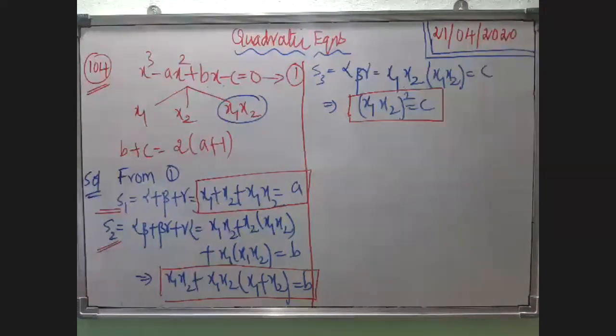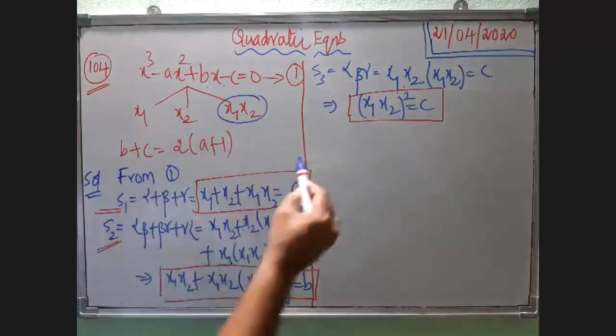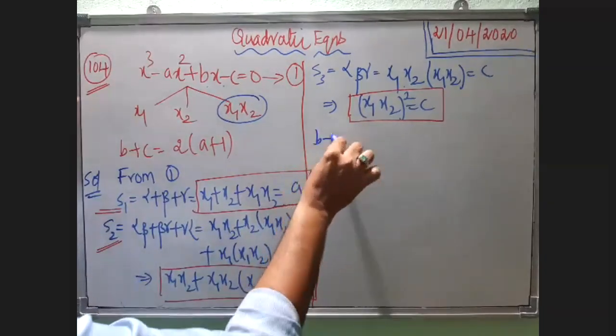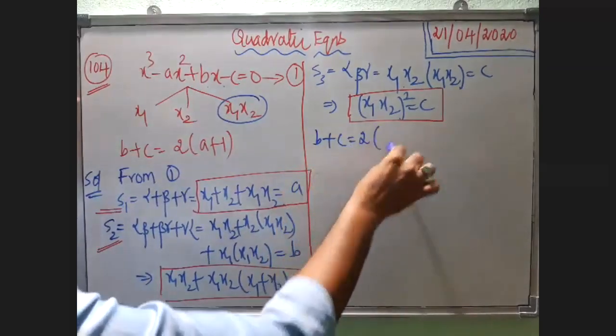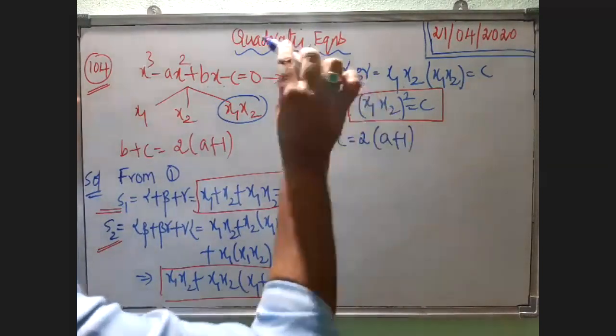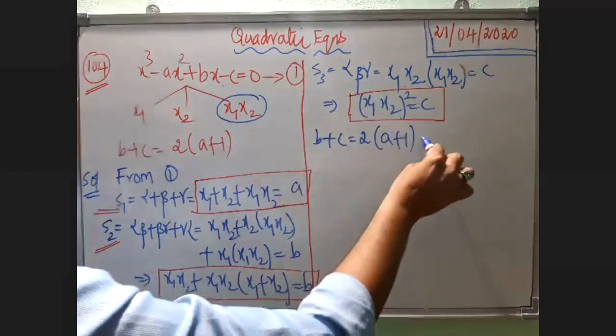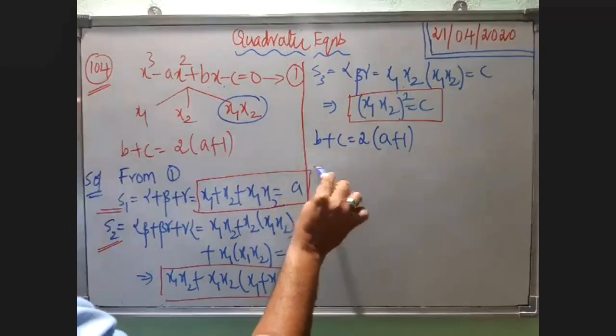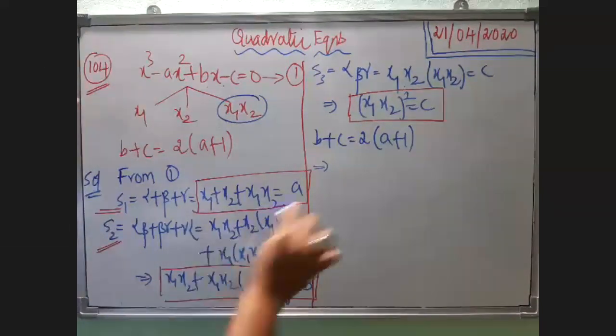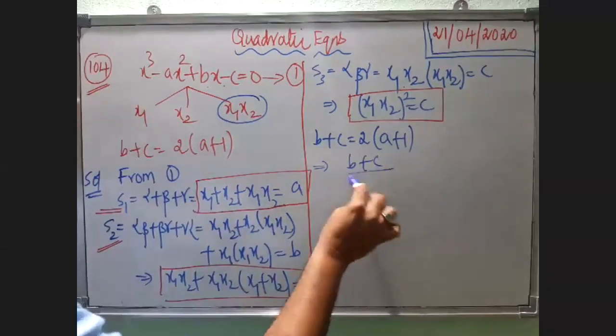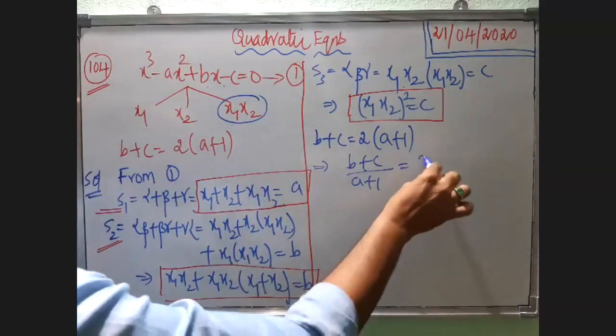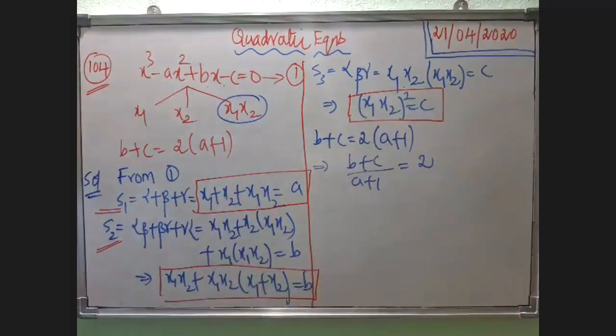Let me take the given condition. What is the given condition? b plus c equal to 2 times of a plus 1. This implies b plus c by a plus 1 equal to 2. Why? b, c, a all are in terms of x1, x2 itself. Let us see what is the value of x1 x2.